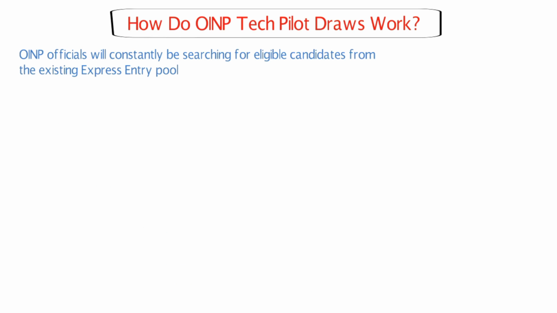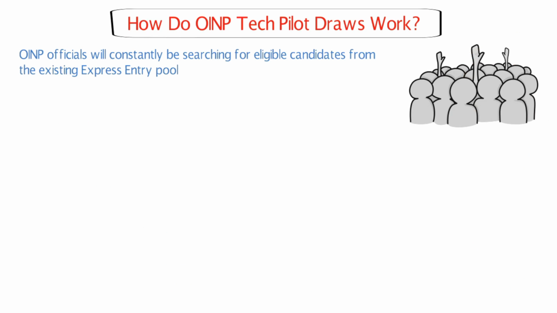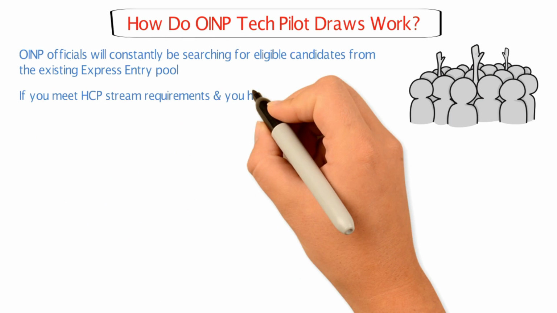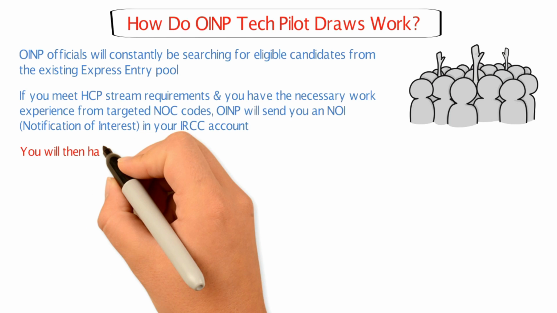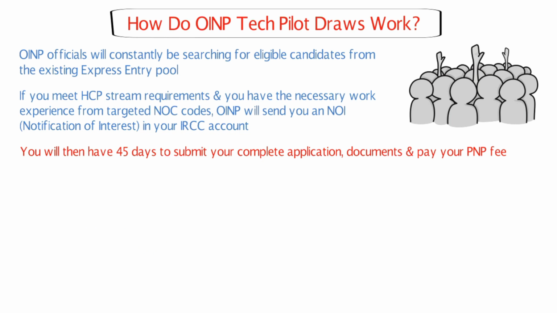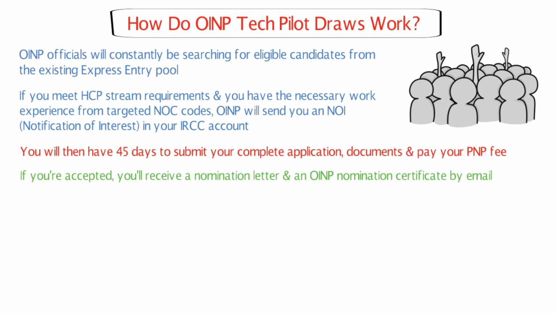The OINP officials will constantly be searching for eligible candidates, as I told you, from the existing Express Entry pool. If you meet the HCP stream requirements and you have the necessary work experience from targeted NOC codes, OINP will send you an NOI, or a notification of interest, in your IRCC account, which is basically your Express Entry account. You will then have 45 days to submit your complete application along with all your documents and pay your PNP fee. Your application will then be processed on a priority basis, and if you are accepted, you'll receive a nomination letter and an OINP nomination certificate by email.